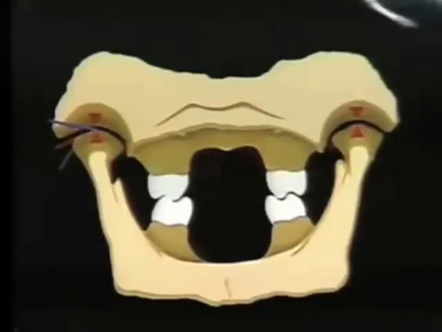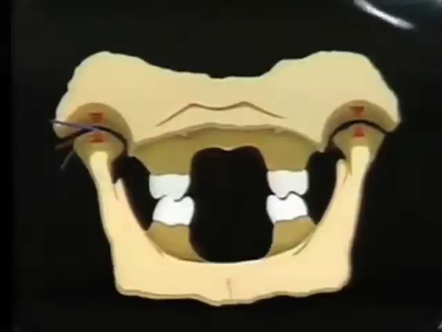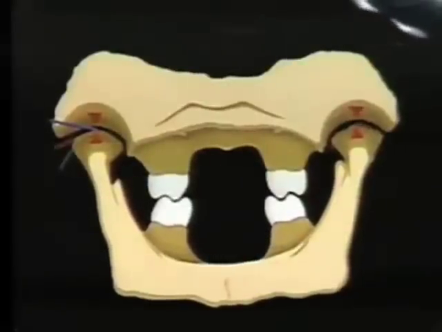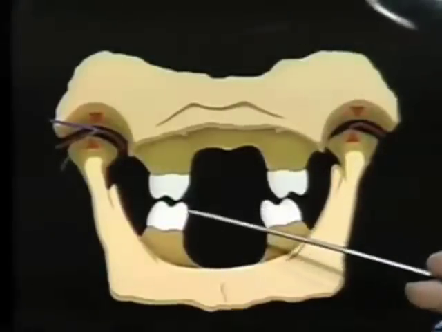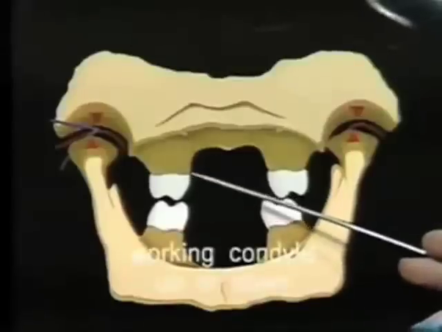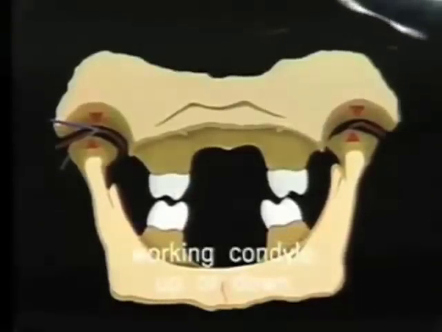Now, if we had a working condyle that went laterally and down, as it moved laterally, we would see that it would cause more separation between the posterior teeth. If we had a condyle that went laterally and down, we could have steeper cusps on the posterior teeth.